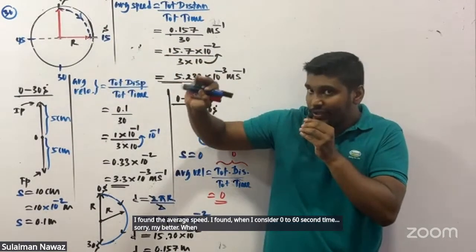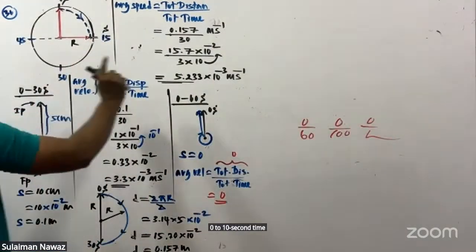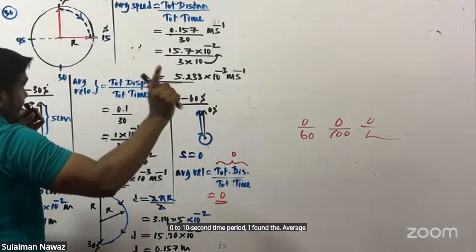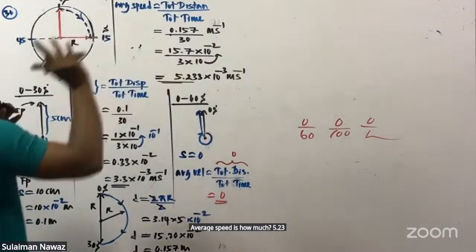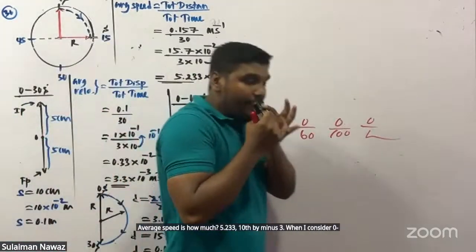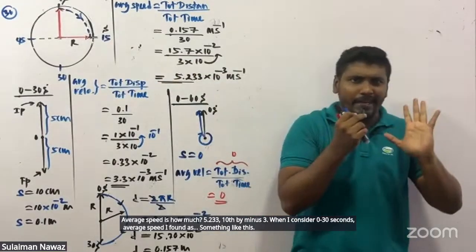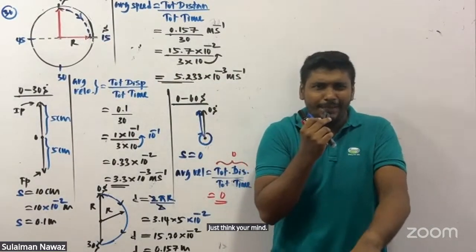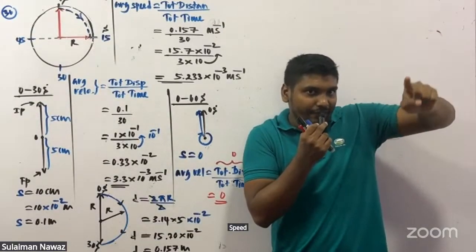When I consider the 0 to 30-second time period, I found the average speed is 5.233 times 10 to the power minus 3. When I consider 0 to 30 seconds, the average speed came out like this. Just think in your mind: the speed of the second hand is uniform, right?